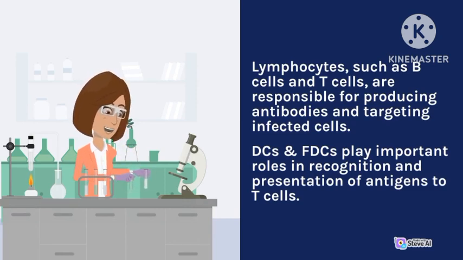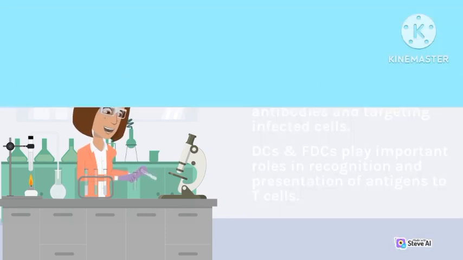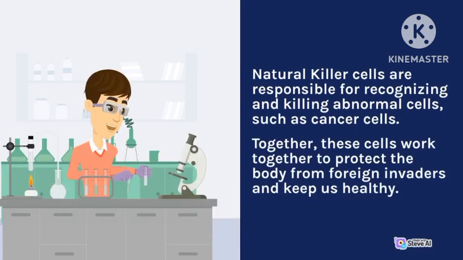DCs and FDCs play important roles in recognition and presentation of antigens to T cells. Natural killer cells are responsible for recognizing and killing abnormal cells, such as cancer cells. Together, these cells work together to protect the body from foreign invaders and keep us healthy.